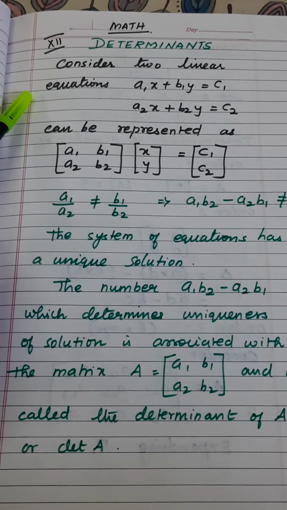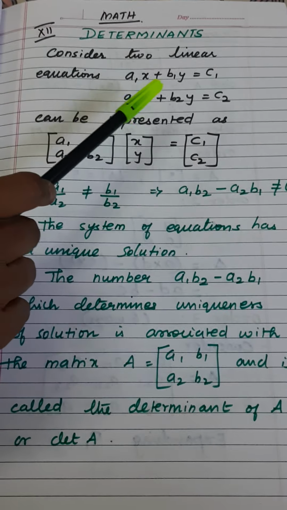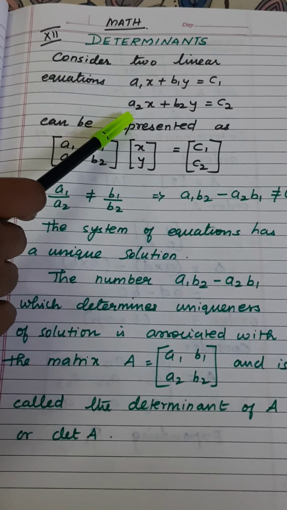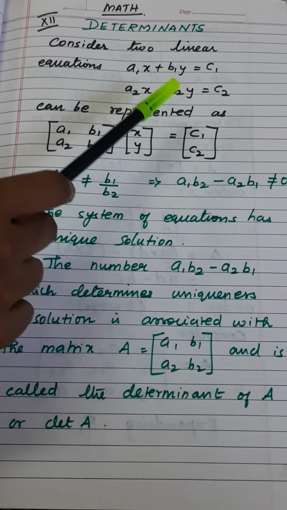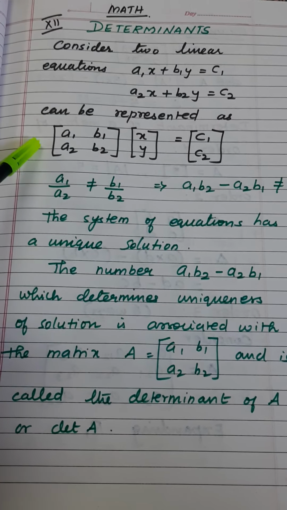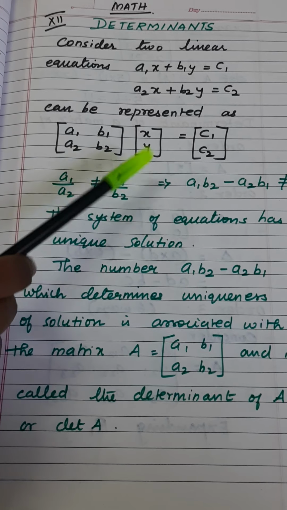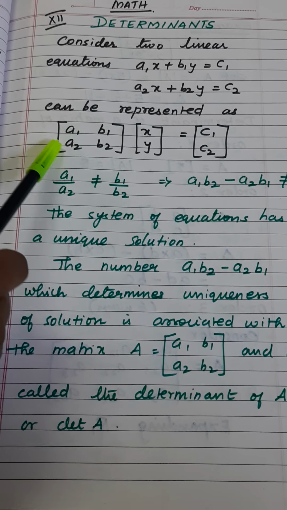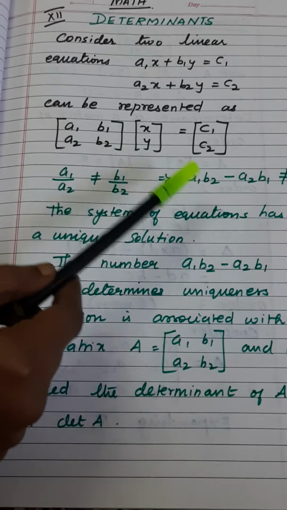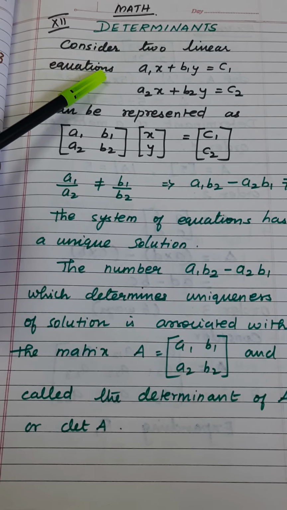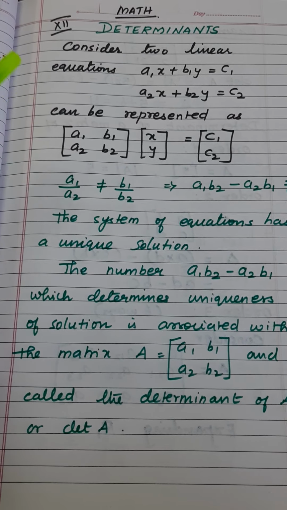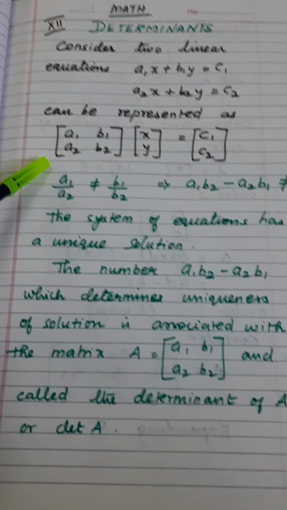Consider two linear equations a1x plus b1y equal to c1 and a2x plus b2y equal to c2. They can be represented as the matrix [a1, b1; a2, b2] times [x; y] equal to [c1; c2]. If you find the product and equate the corresponding elements, you will get the original equations. This is a way to represent the given equations in matrix form.